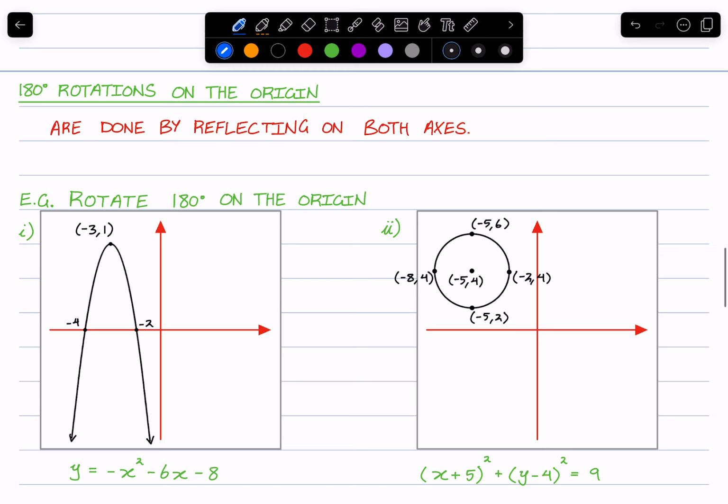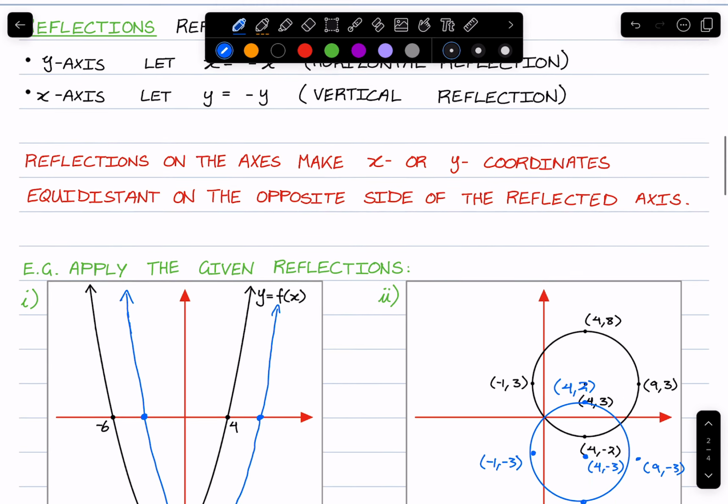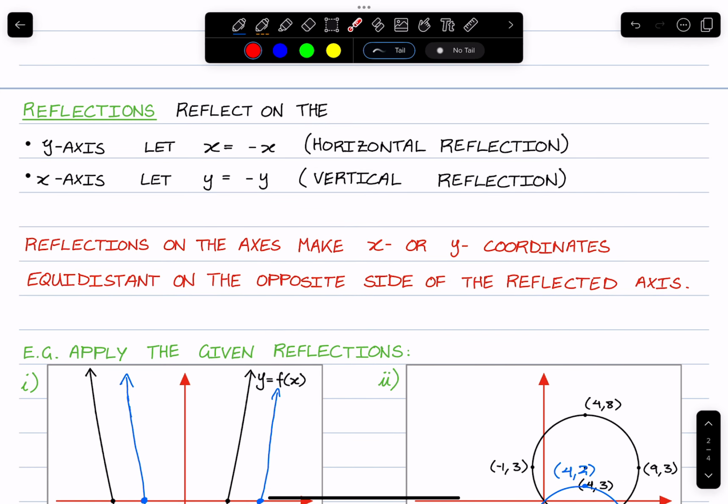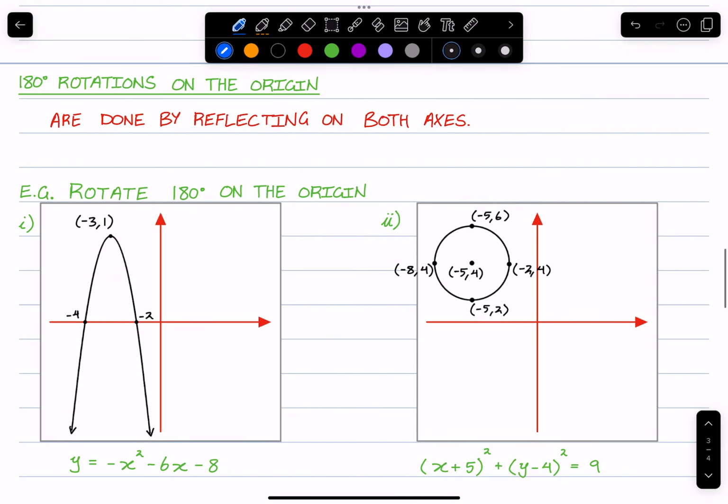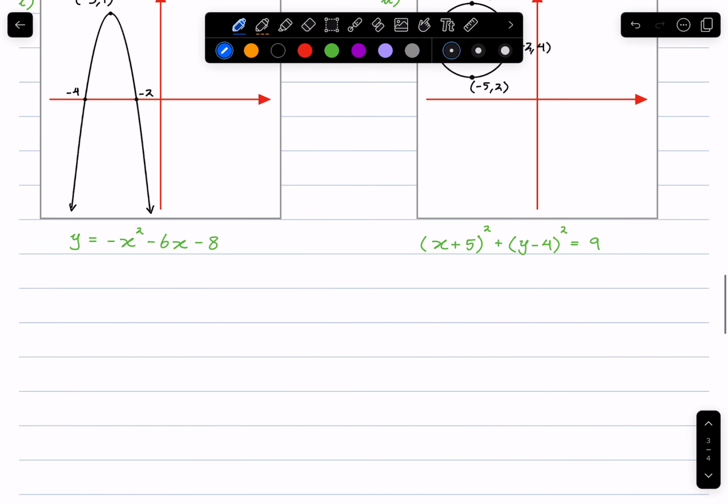For 180-degree rotations on the origin, this is simply done by reflecting on both axes. Now, remember how for a reflection on the x-axis, we let y equal negative y, and for a reflection on the y-axis, we let x be negative x. For a 180-degree rotation on the origin, we just do both.